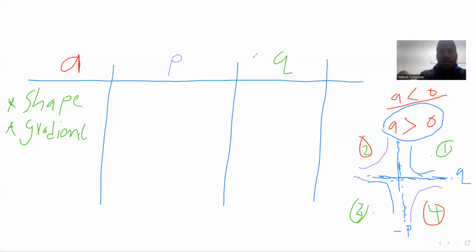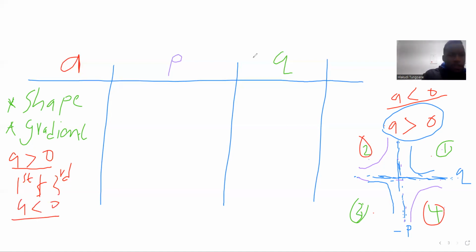So let's say A greater than 0 means first and third, and A less than 0 means second and fourth. Essentially, that's what A helps us to do.